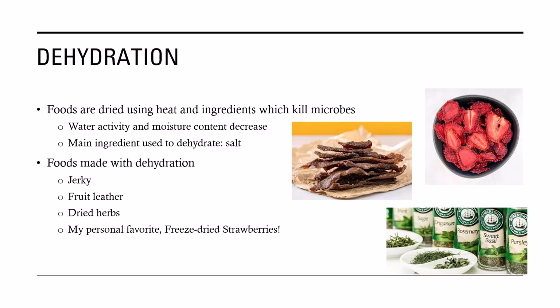All right, so finally, we're going to talk about dehydration. Dehydration is used when foods are dried using heat and ingredients that kill microbes. This decreases water activity and moisture content and consequently allows for a longer shelf stability. The main ingredient that's used to dehydrate as well as that heat is salt. Foods that are made with dehydration include jerky, fruit leather, my personal favorite, freeze-dried strawberries, and you can even dehydrate herbs, where you take the water out of them, and that gives us dried herbs that we have in our kitchen cabinets.